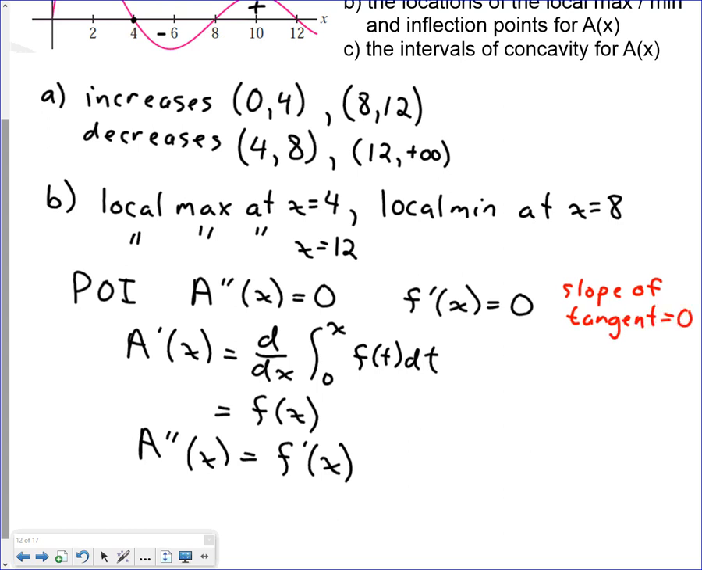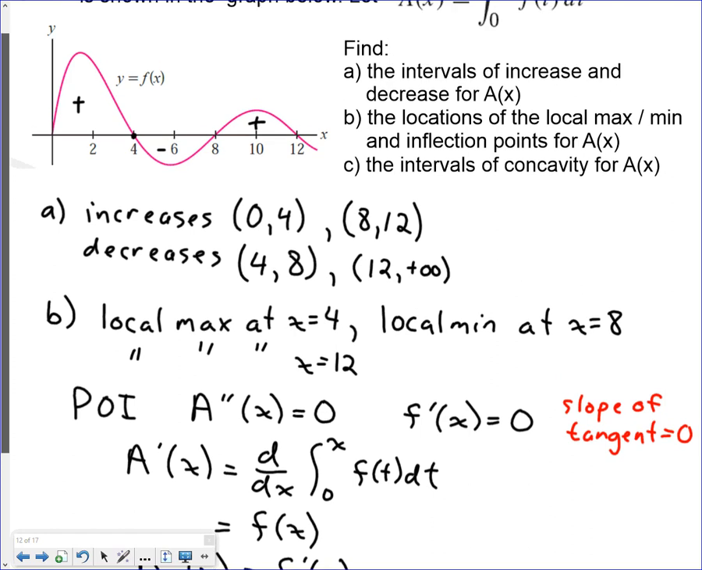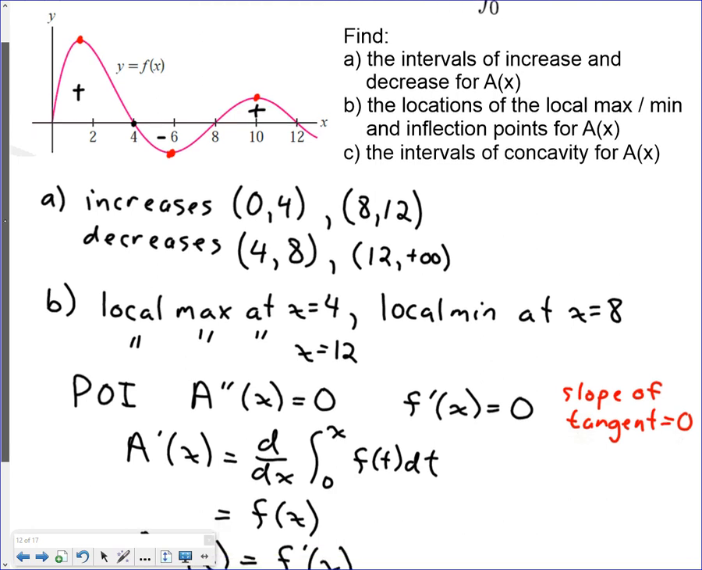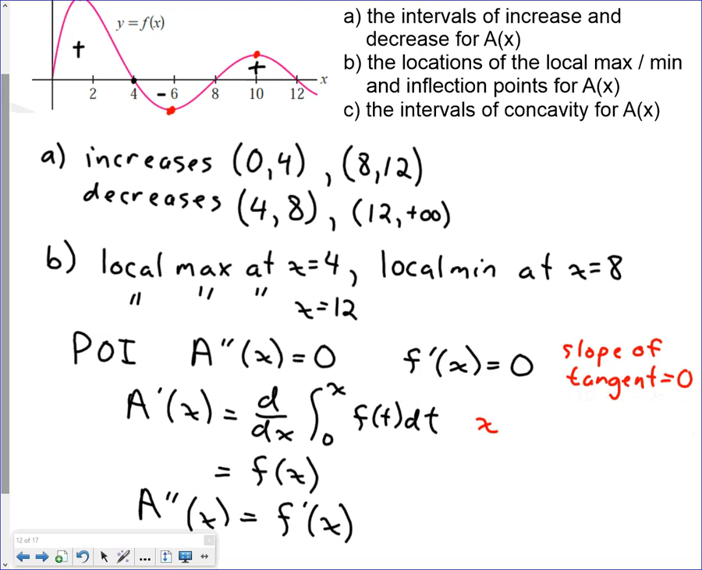Now, where is the slope of the tangent equal to 0? Well, that's going to be right about here, and then again, right about here. So we are going to have points of inflection at, let's say the first one's about 1.5. Let's say the second one is at about 6. And the third one here looks like it's at x equals 10. Those are going to be our points of inflection.